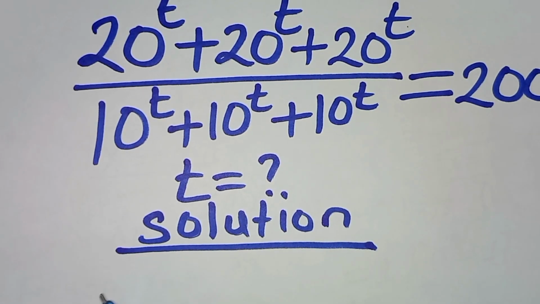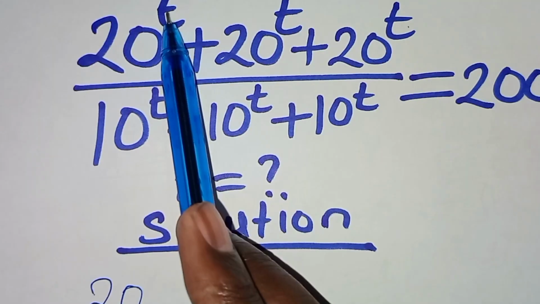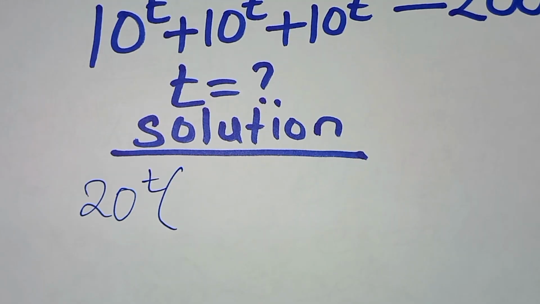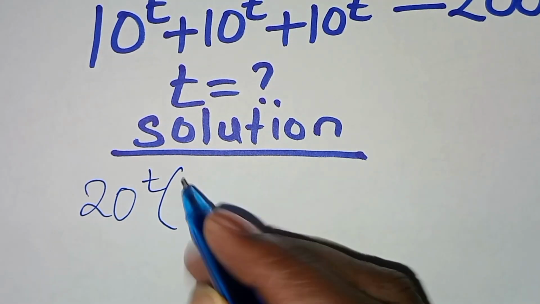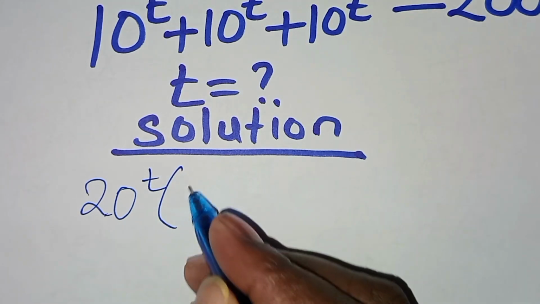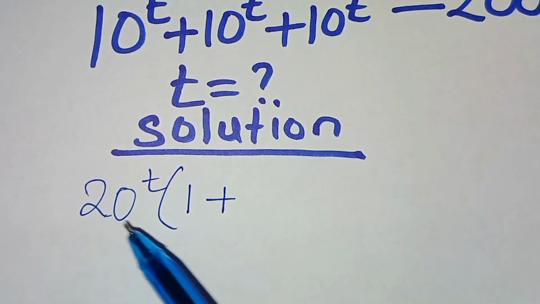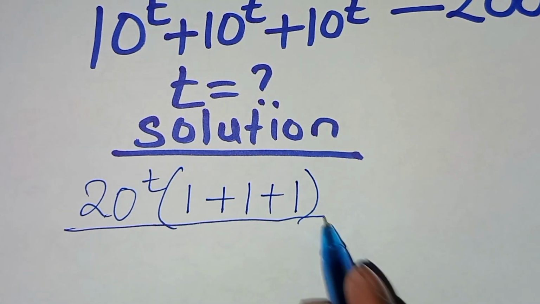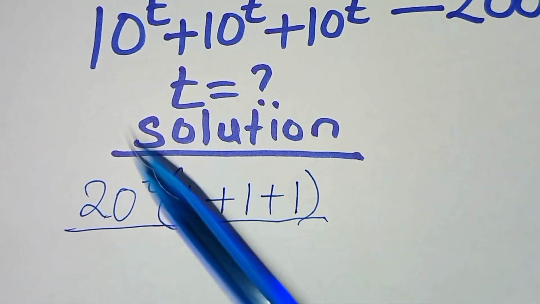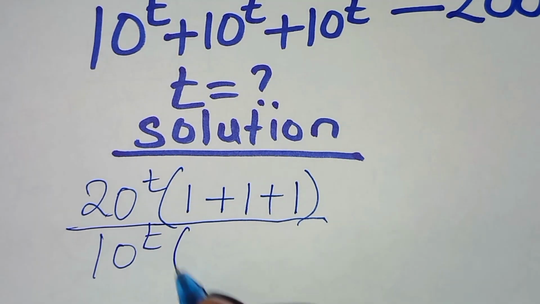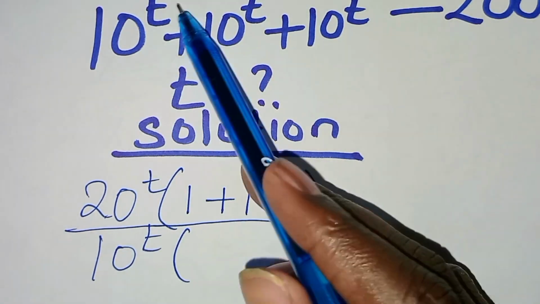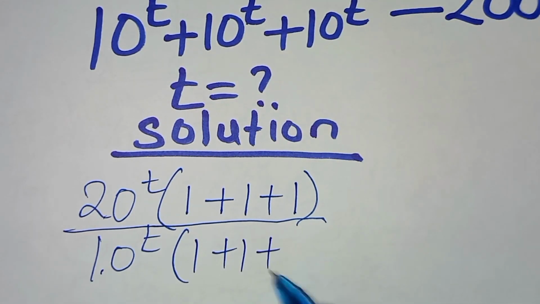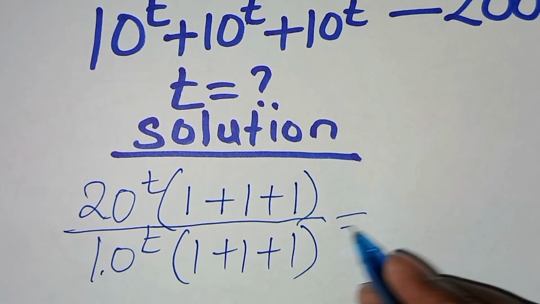Solution. From here, we have that in the numerator, 20 to the power t is common, so we factor out 20 to the power t, so that we will have 20 to the power t divided by 20 to the power t, this is 1, plus 20 to the power t divided by 20 to the power t, this is 1, plus 1, divided by, now in the denominator, we have 10 to the power t is common, so we'll have 10 to the power t. Now 10 to the power t divided by 10 to the power t, this is 1, plus 10 to the power t divided by 10 to the power t, this is again 1, plus another 1, this is equal to 200.